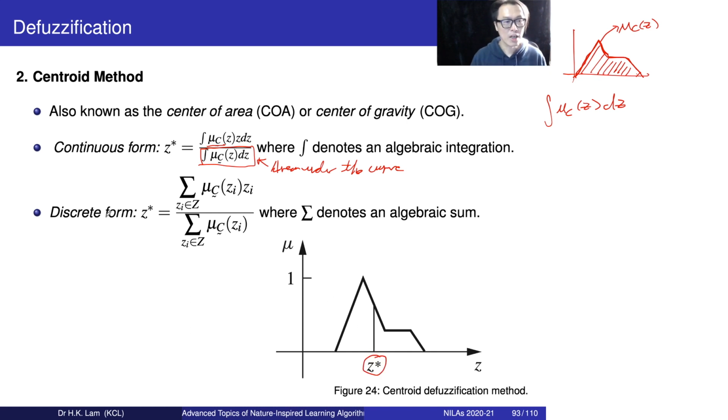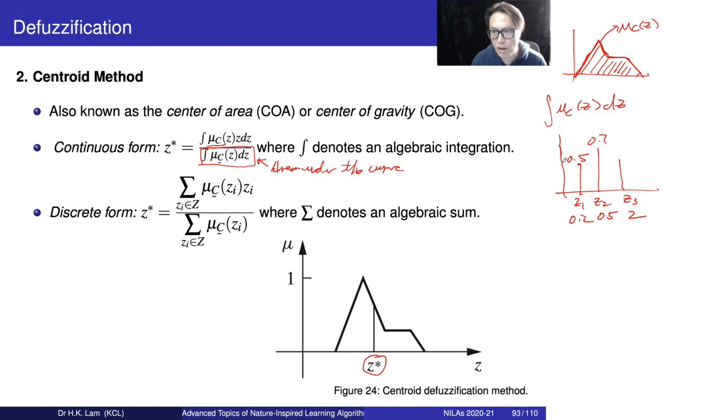Now the discrete form has the same meaning. Assume that we have a membership function with only 3 values. I just call these Z1, Z2, Z3. So Z1, Z2, Z3 are labels. Actually we have numerical values. For example, this is 0.2, this is 0.5, this is 2, not in scale. This one may be 0.5, this one 0.7.